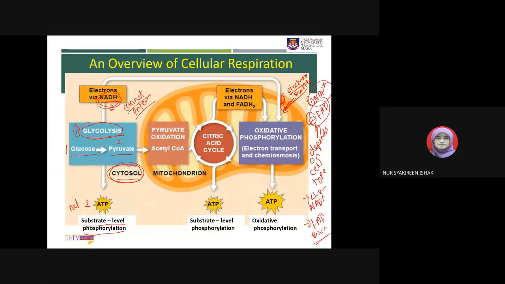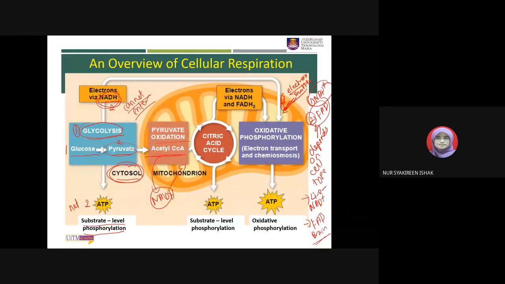The next stage is pyruvate oxidation. It converts pyruvate into acetyl-CoA, and this stage also produces NADH. But the NADH produced is already inside the matrix, so itu tak ada masalah. It is already inside the mitochondrial matrix. The next stage is the citric acid cycle. The citric acid cycle also produces NADH and FADH2, and it also produces ATP molecules.